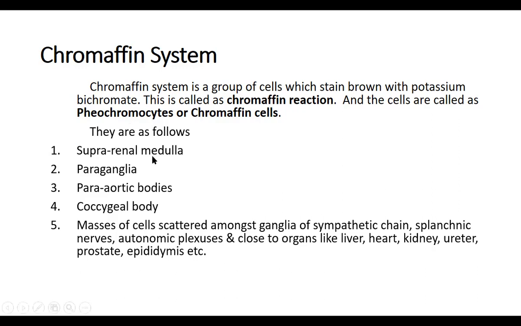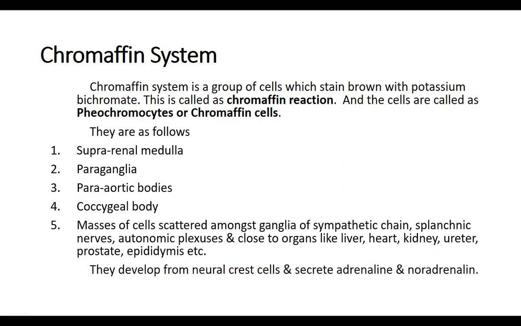Okay, so they are present in the suprarenal medulla, paraganglia, para-aortic bodies, coccygeal bodies, as well as scattered cells within the sympathetic chains, splanchnic autonomic plexus, and some close to important organs like the liver, heart, kidney, ureter, prostate, epidermis, and other places. All these are called the chromaffin system. The special and very important part of this is that they all develop from the same neural crest cells. So they are scattered in different parts of the body, but they develop from the same site, that is the neural crest cells.